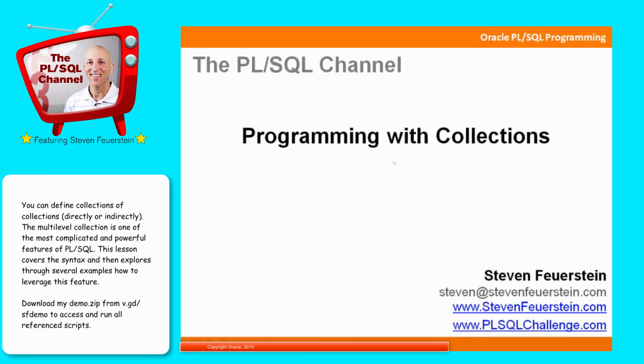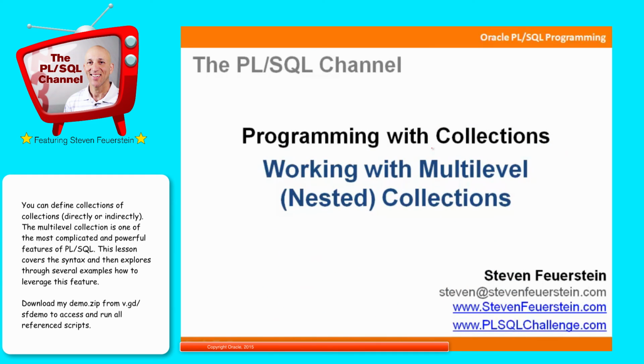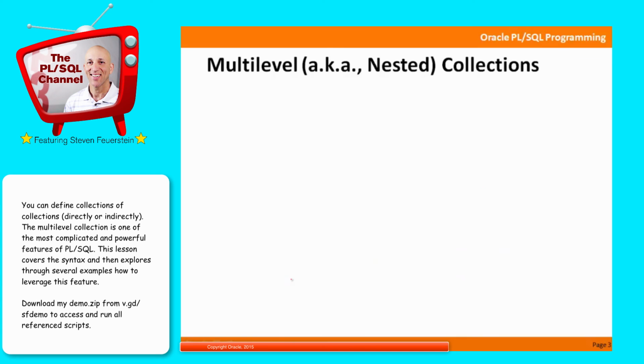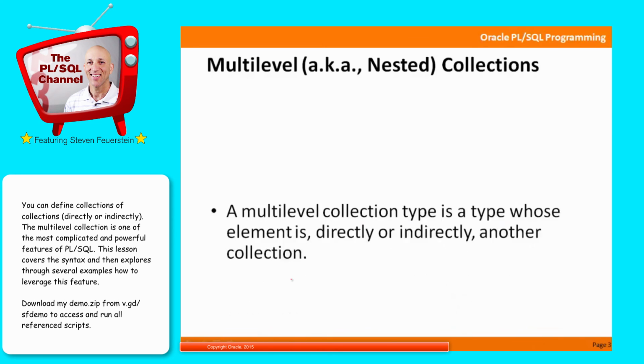This lesson is the latest in my rather extensive series on programming with collections, Oracle's array-like structures. The topic of this lesson is working with multi-level or nested collections, and I must warn you that it's among the most complicated features that I've ever run across in PL/SQL, so I'll work on making it as simple and accessible as possible for you. So multi-level, aka nested collections. What are they? How do they work? How can you best put them to use in your application code?